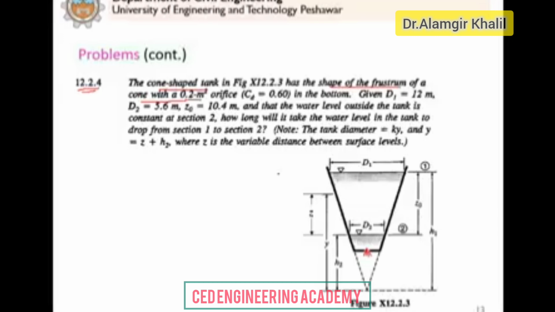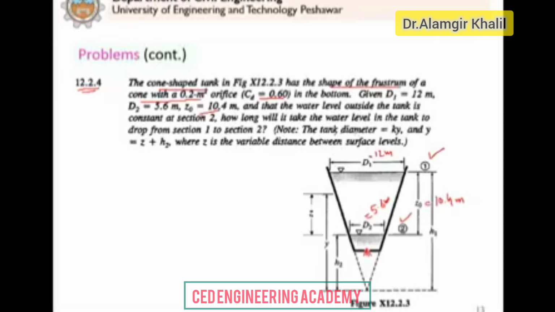This is the area of the orifice here at the bottom, and the coefficient of discharge is given 0.60, and the diameter D1 is 12 meter. This is 12 meter. And this diameter D2 is given, it is 5.6 meter. And Z0 is given 10.4 meter. Now it says that how much time it will take for water level to drop from section 1 to section 2. How much time it will take?